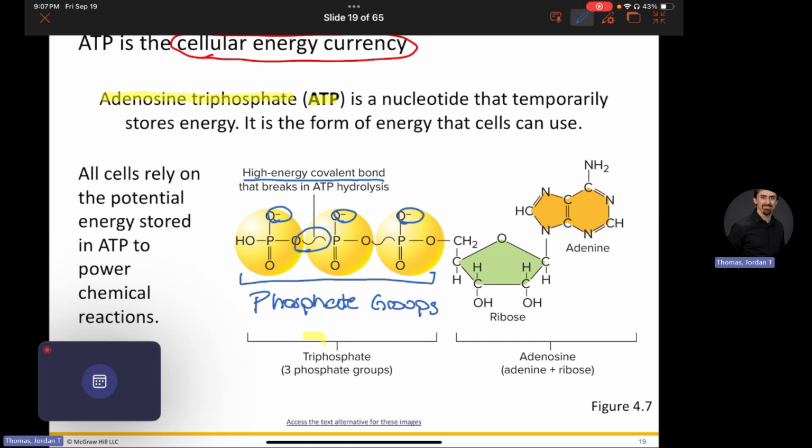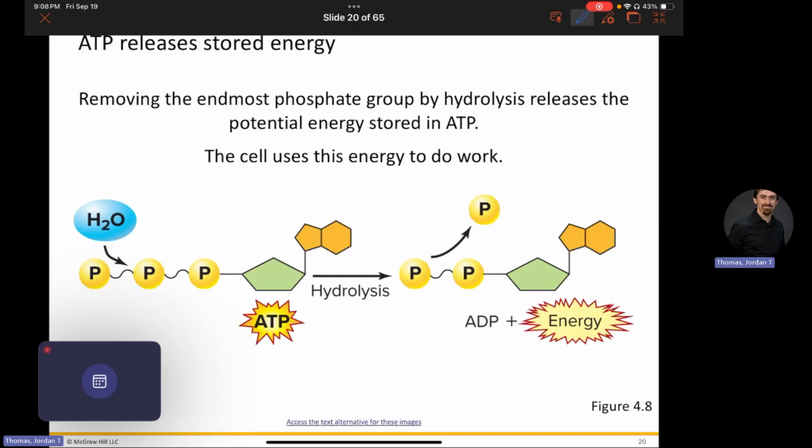So ATP is known as the energy currency of the cell because when that bond is broken, it releases a lot of energy. And that energy can be used in endergonic reactions. Remember, in endergonic reactions, energy enters the reaction, and it gets that energy from sources like ATP, from this very high energy bond. And to show you how that looks, let's look at how ATP releases the stored energy.